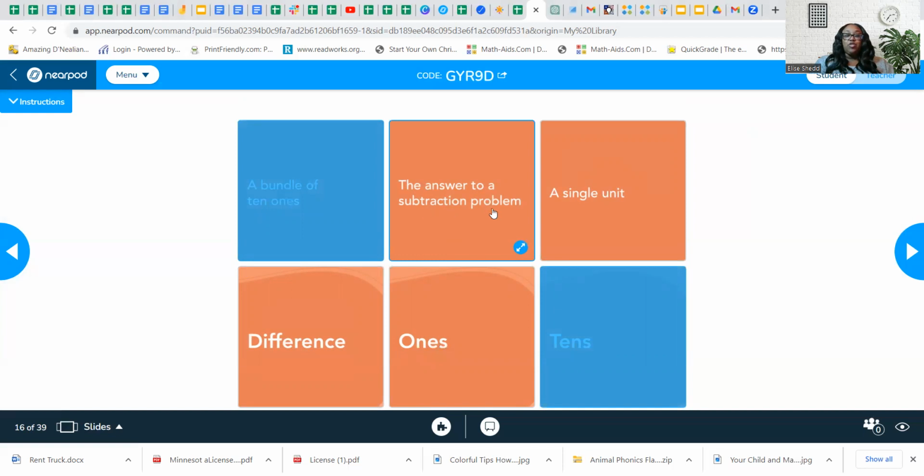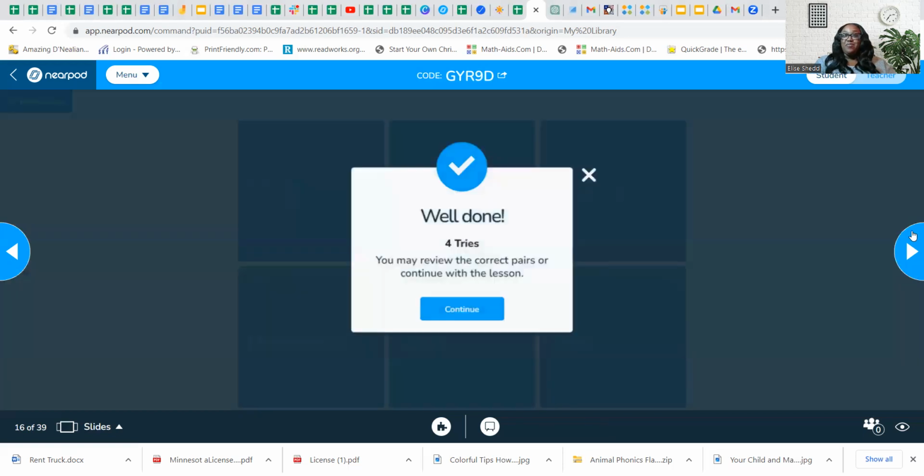The answer to a subtraction problem. Now, is that the definition of ones place, or is that the definition of difference? This is the answer. So when you're subtracting, this is the answer. Is it difference or ones? Okay, difference. Good job. Let's see if that matches up. Yes. And of course, the last definition is a single unit. A single unit is what, class? Yes, the ones place. All right, onward.